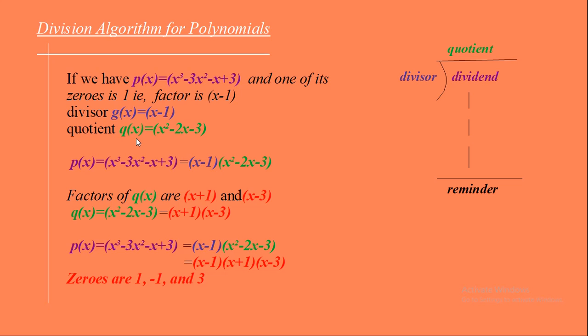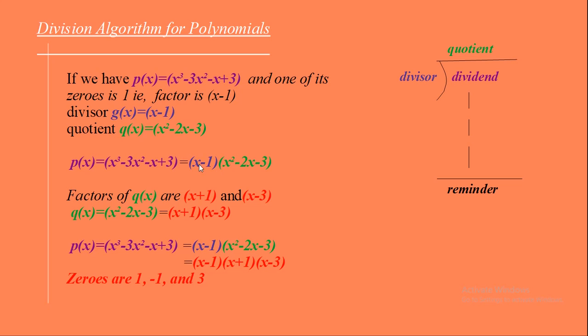Now this p of x will be equal to the product of the divisor and the quotient, that is x minus 1 into x square minus 2x minus 3. Here x minus 1 is a factor of this polynomial and x square minus 2x minus 3 is the quotient when dividing this polynomial by its factor x minus 1. So we have to find the other two factors, that is, we can factorize this quadratic polynomial to get its factors.